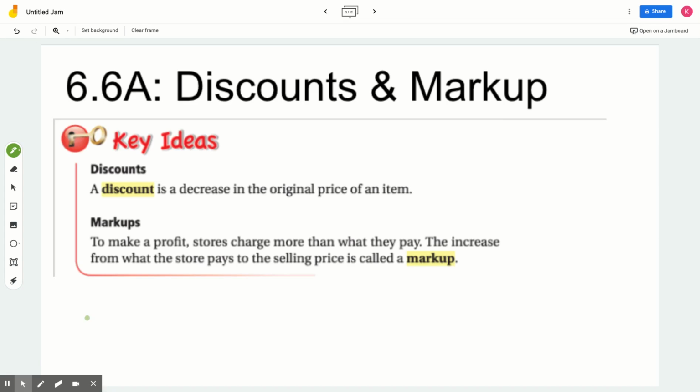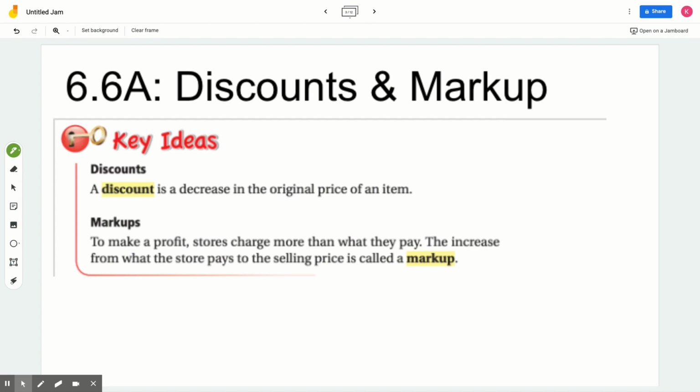Today we're going to be talking about lesson 6.6, part A on discounts and markups. A discount is a decrease in the original price of an item, so it's going to make the price go down. A markup we use to make a profit. Stores charge more than what they pay.